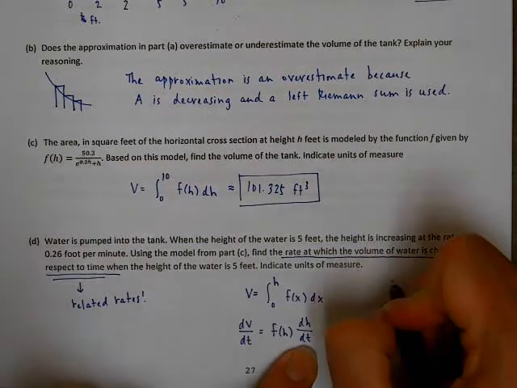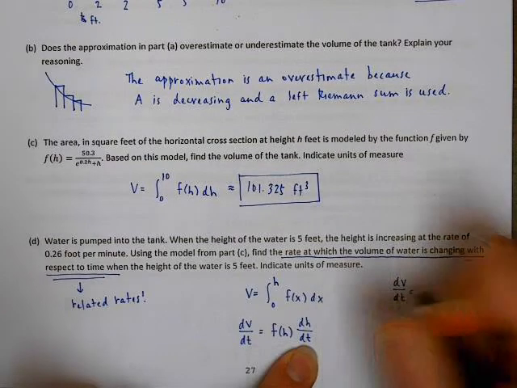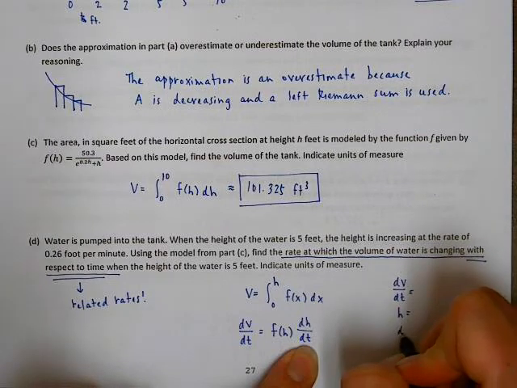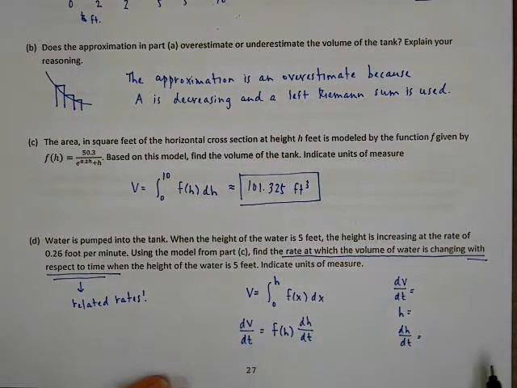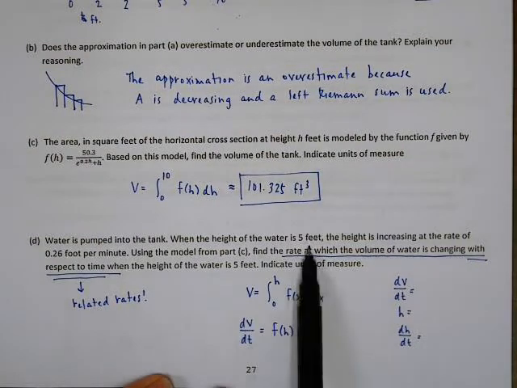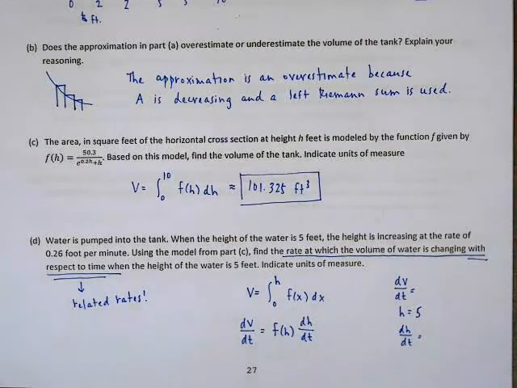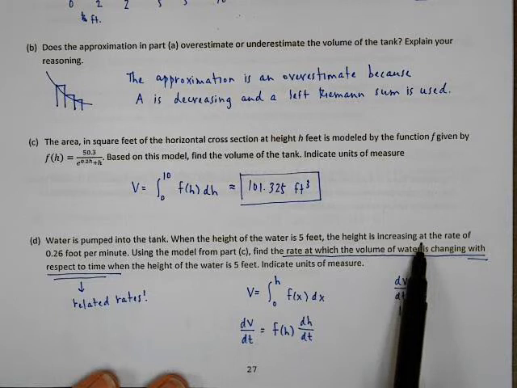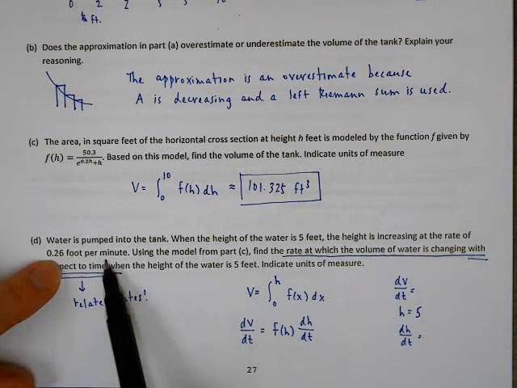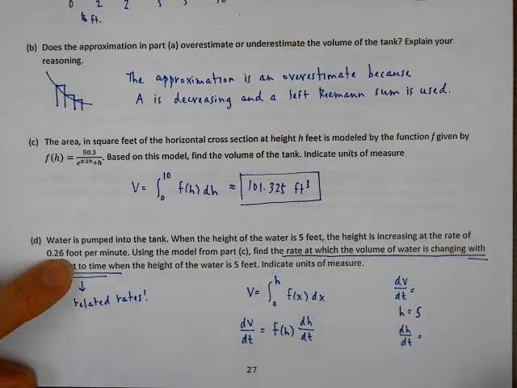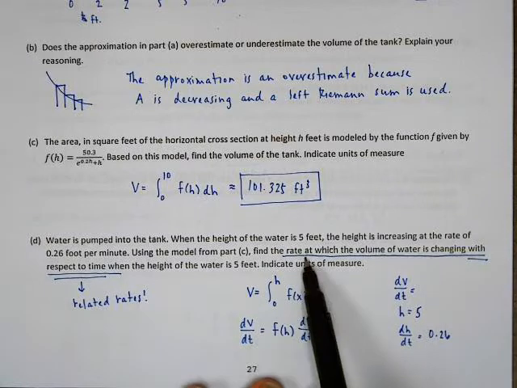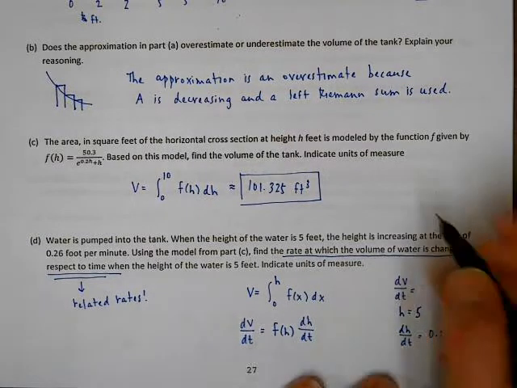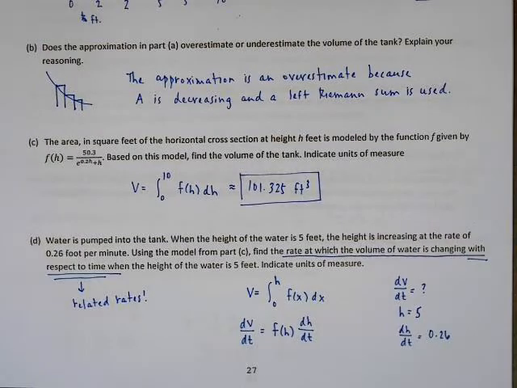So now, to solve this problem, it looks like I've got a dV/dt, there's an h, and I've got dh/dt. So I need to figure out what's my unknown and what pieces do I know. When I go back, we're looking when the height of the water is 5 feet. So we're doing this when h is 5. It says the height is increasing at the rate of 0.26 feet per minute. Since that's increasing, I have a positive rate, so my dh/dt is 0.26. And we were asked to find the rate at which the volume of water is changing, so dV/dt is our unknown. So our last step now is just to plug it in.